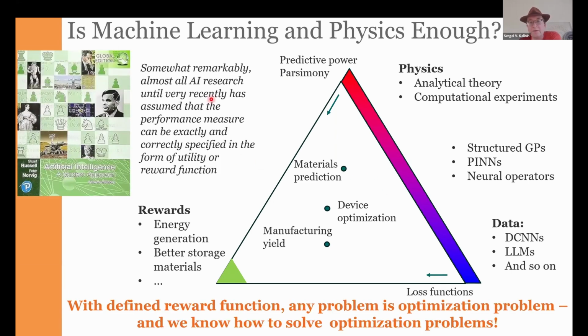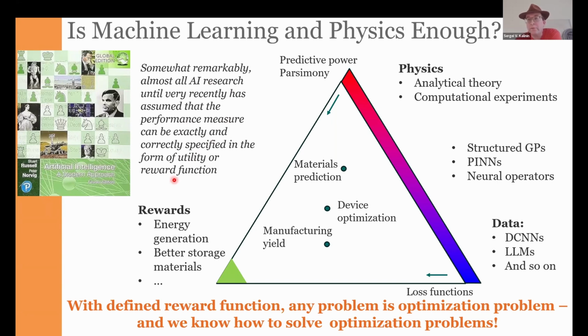And so as an example of very strong confirmation bias, I'll show you a quote from the book by Peter Norvig. By the way, if you're interested in learning the big picture of what machine learning and AI can do, I strongly recommend reading it. It's probably the best book written about the philosophy of machine learning. And Peter Norvig basically says that remarkably, almost all AI research until very recently assumed that reward functions are known.